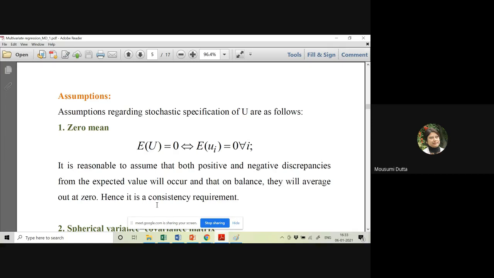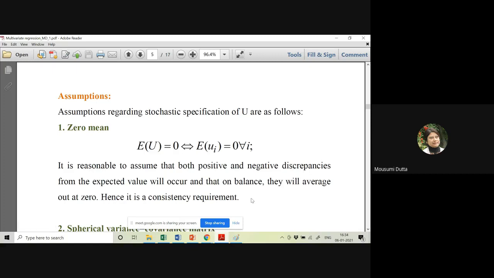And for that matter, it is only a consistency requirement that we are assuming the expectation of the u vector is equal to the 0 vector. However, it's not a very stringent assumption. It is only a consistency requirement, since the volume of positive discrepancies may be equal to the volume of negative discrepancies. So remember this term: this is a consistency requirement.